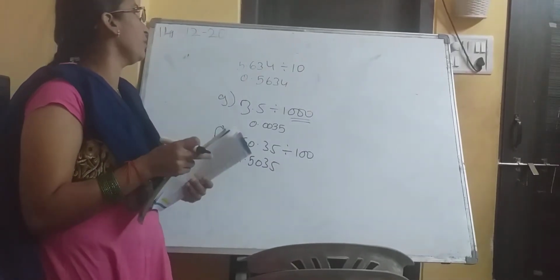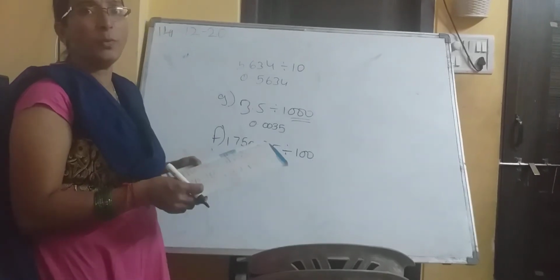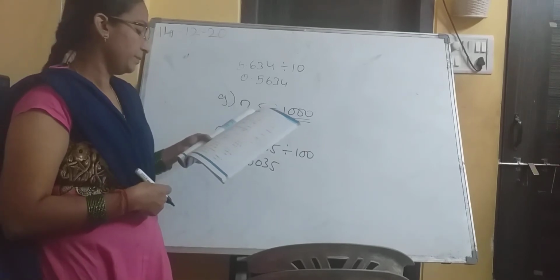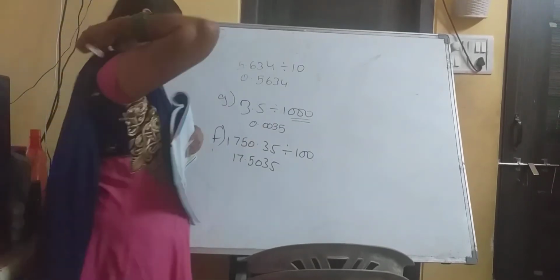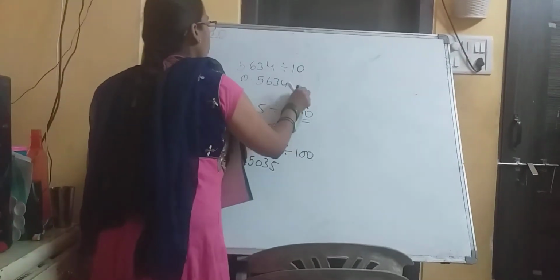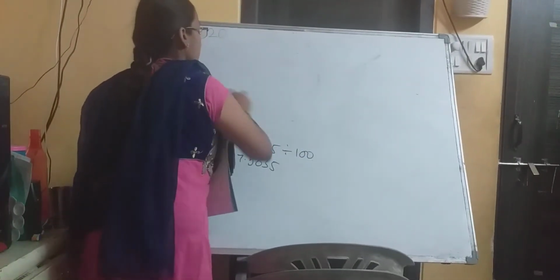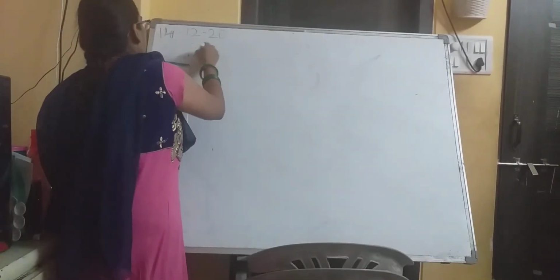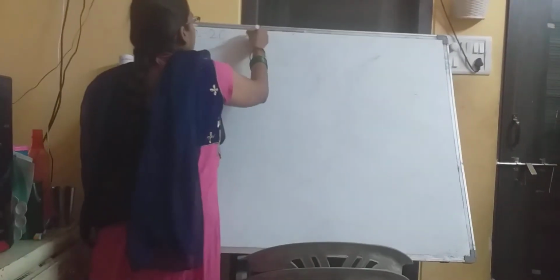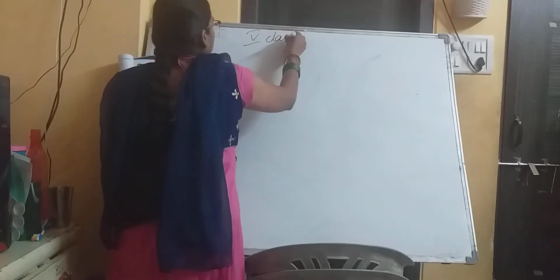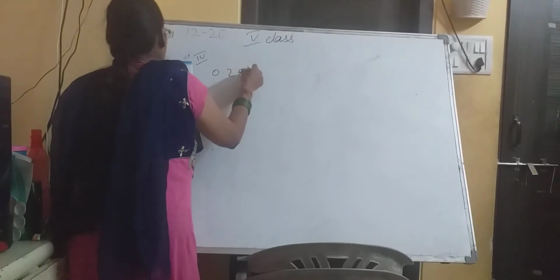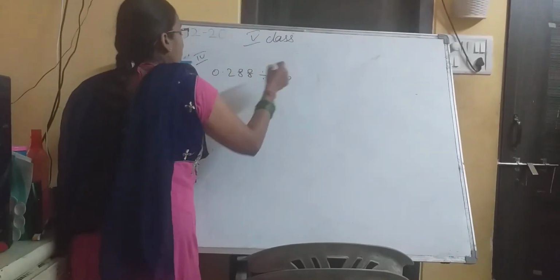You write off this bit. 3 sums. There only you write in the textbook. It is enough. Now go to fourth bit. What do you have in the fourth bit? 0.288 divided by 0.6. Okay, children.